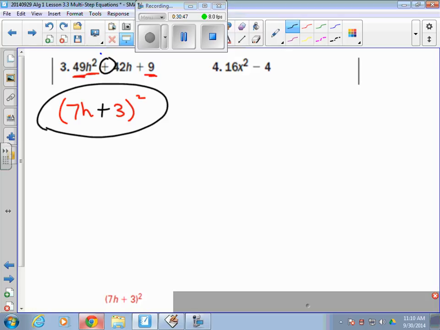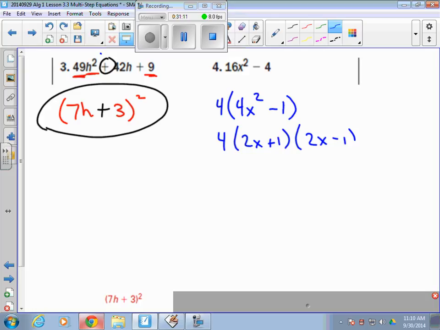Number 14, you can take out the number 4. So take out 4. 4 times 4x squared is 16x squared. And 4 times negative 1 is negative 4. We already had the difference of two perfect squares, but this makes it even better. So 4 times 2x plus 1 times 2x minus 1.